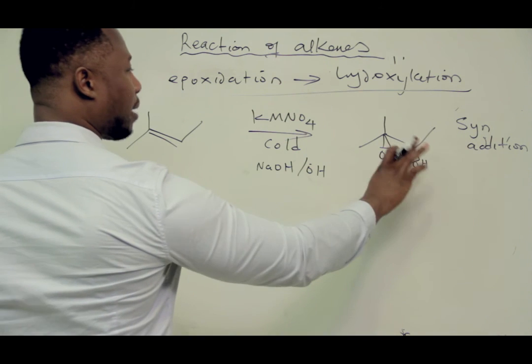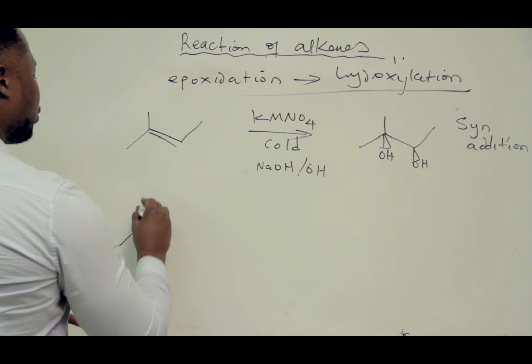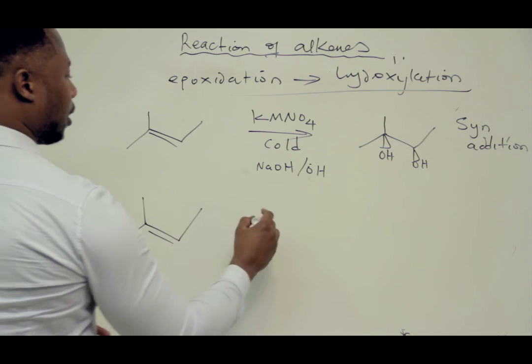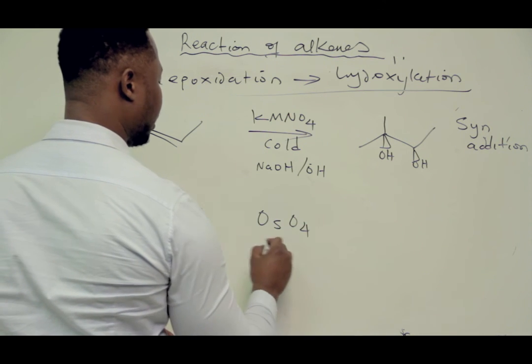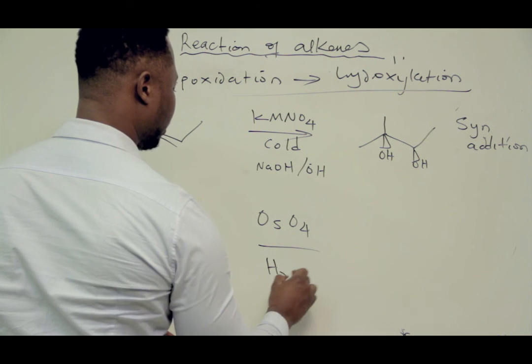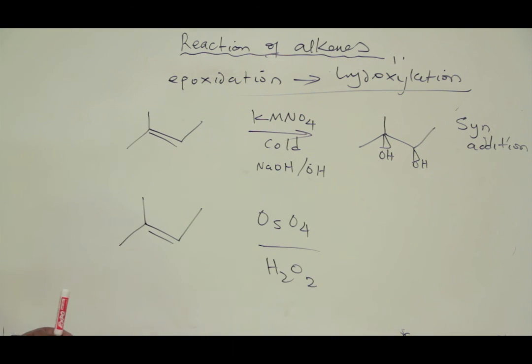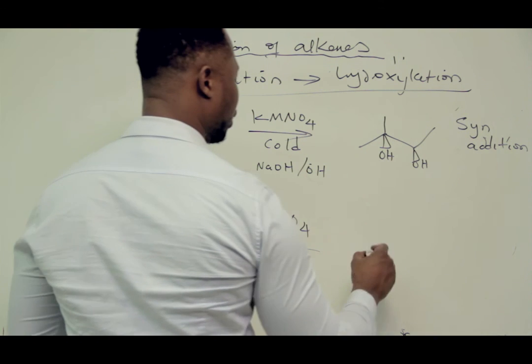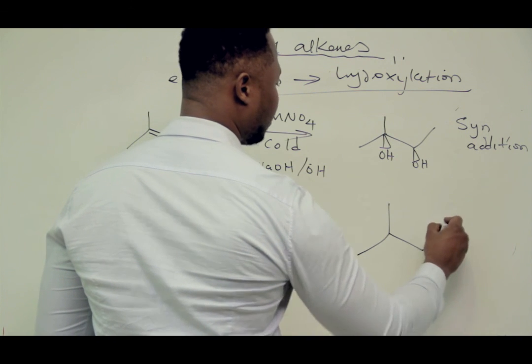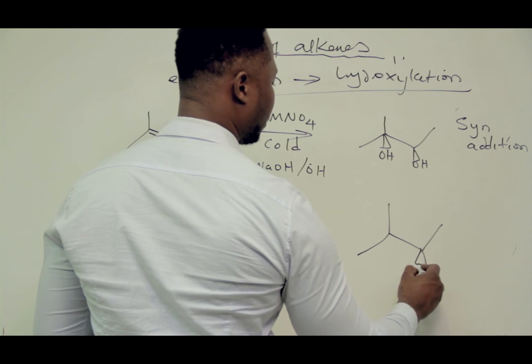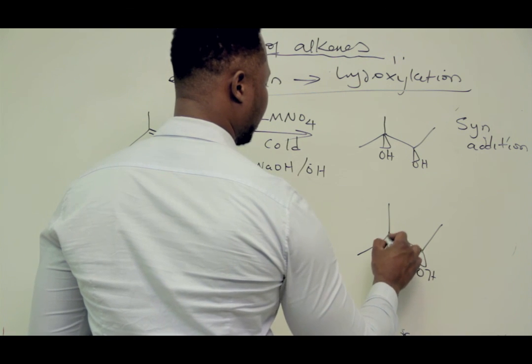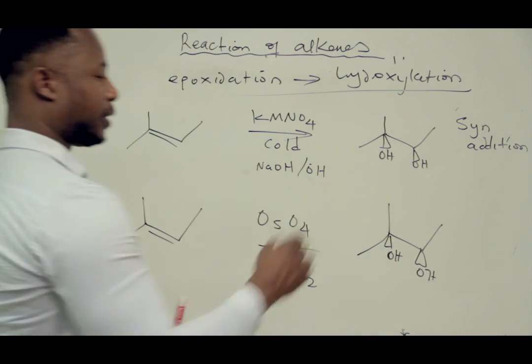Another way to do the same reaction is by using something called osmium tetroxide, OsO4, with a peroxide. By doing the same reaction, without going through the mechanism, it will still form this. This is still syn addition, same reaction.